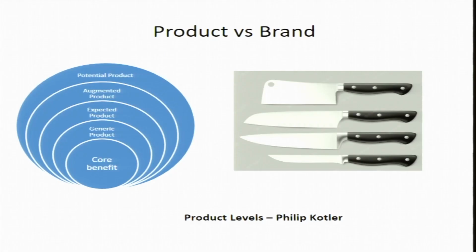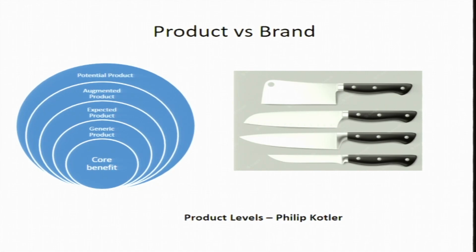If you look at the screen a little carefully, you will see that this definition of product has 5 levels. What are these 5 levels? Core benefit, generic product, expected product, augmented product and potential product. Now, while they may seem very simple, let me try and explain it with an example, and that example could be that of a knife.